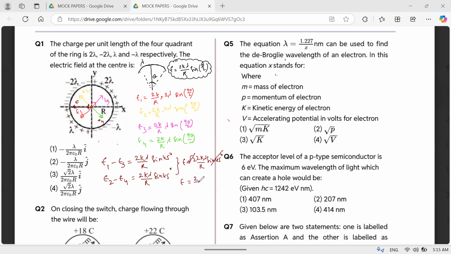It is 2 divided by r into 1 by 4 pi epsilon naught into lambda. This is 2 ones are, this is 2 twos are. So how much is it right now for me? Lambda divided by 2 pi epsilon naught into r, in this direction, minus of I cap.